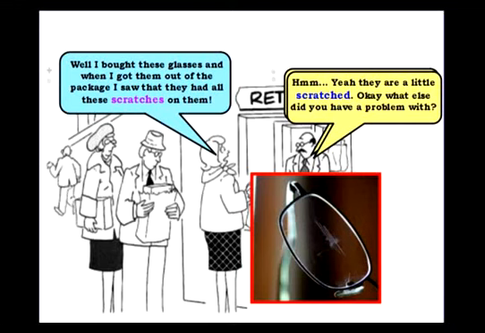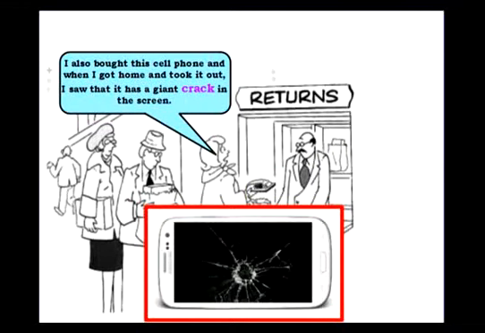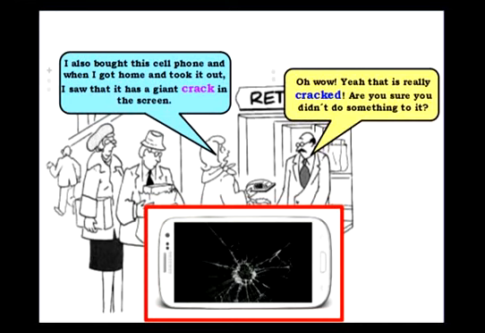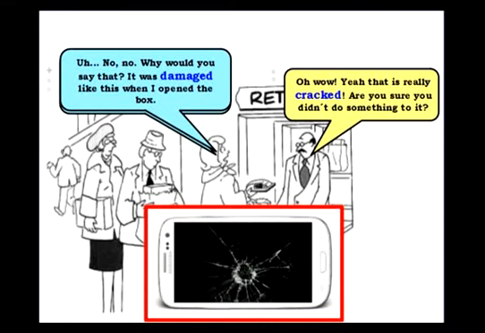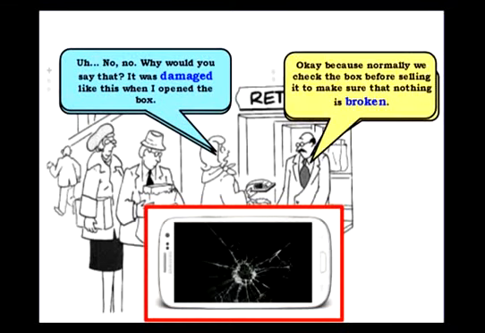Okay, what else did you have a problem with? I also bought this cell phone, and when I got home and took it out, I saw that it has a giant crack on the screen. Oh, wow. Yeah, that is really cracked. Are you sure you didn't do something to it? No. Why would you say that? It was damaged like this when I opened the box. Okay, because normally we check the box before selling it to make sure that nothing is broken.